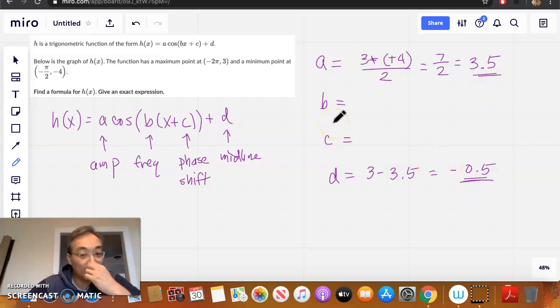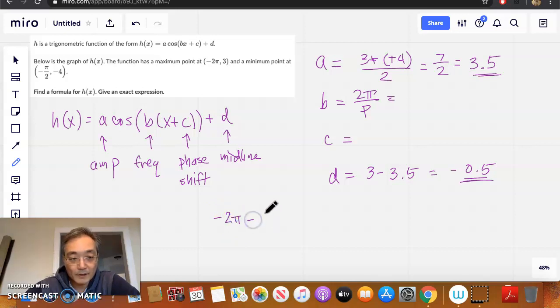Let's find now the frequency and the phase shift. Frequency, we know that's 2 pi over the period, correct? Let's find the period. Well, here they give me from max to min. Max to min is half of the period. So let's find the horizontal distance. So negative 2 pi minus negative pi over 2.